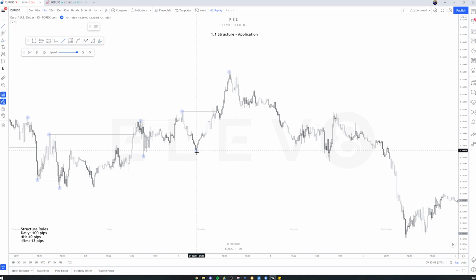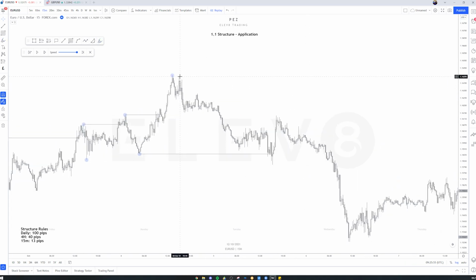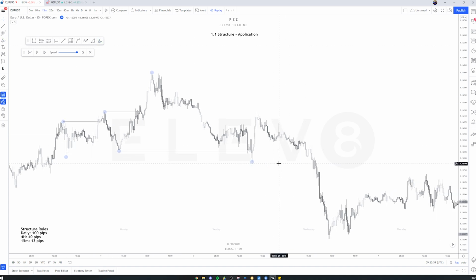And then we get a pullback from this high, so that's our swing high. And then we're looking now to see, does this swing high break? No. So where does the swing low break? It breaks here. And then this is now our high, and this is our low. So we get a pullback from this up into here, followed by another break of structure, and this is our new high, our swing high.